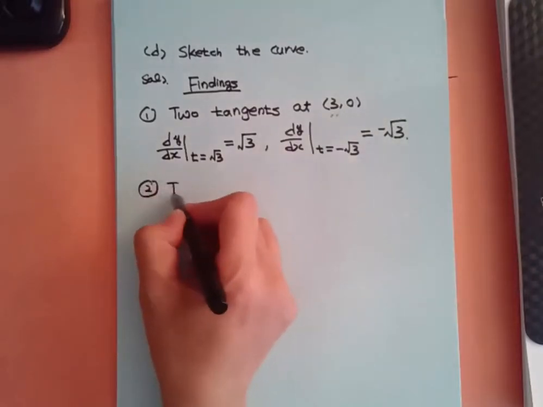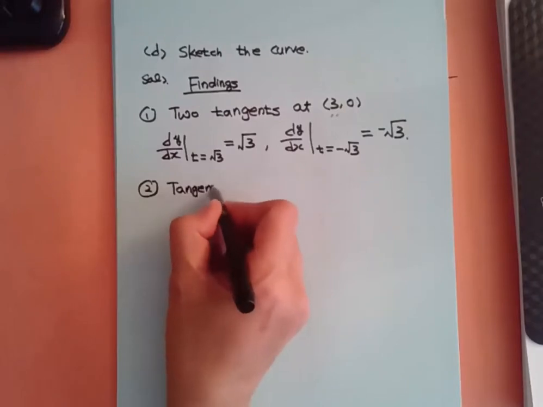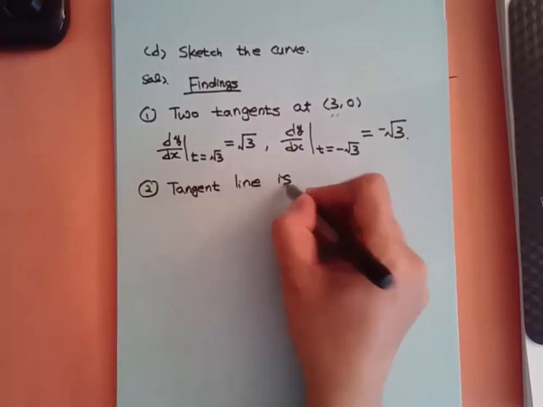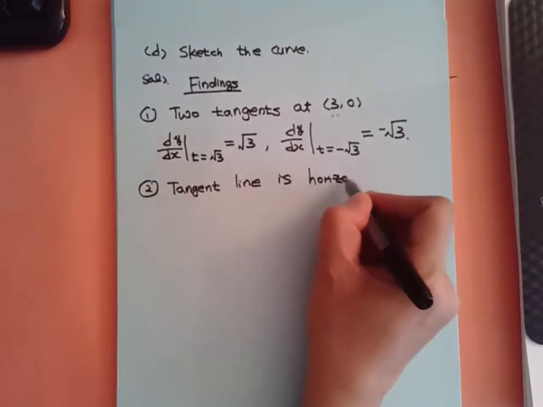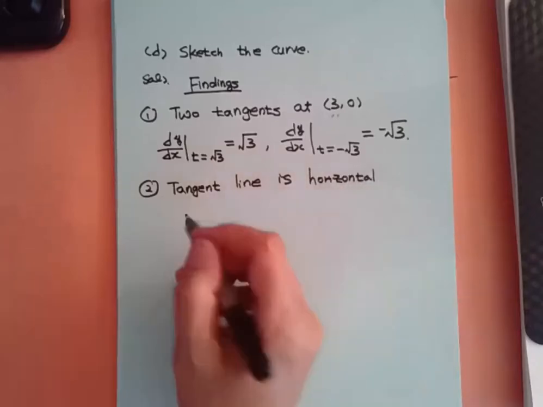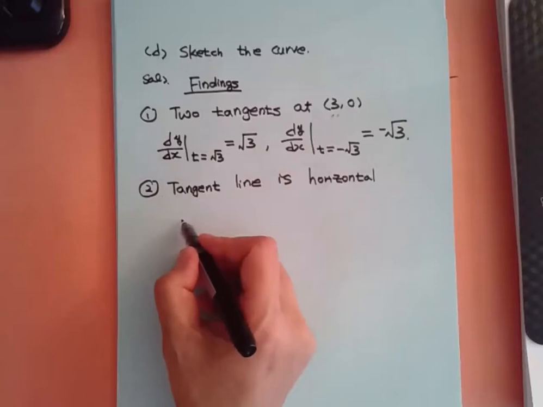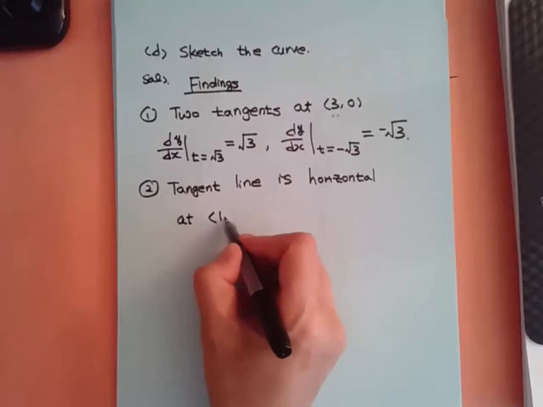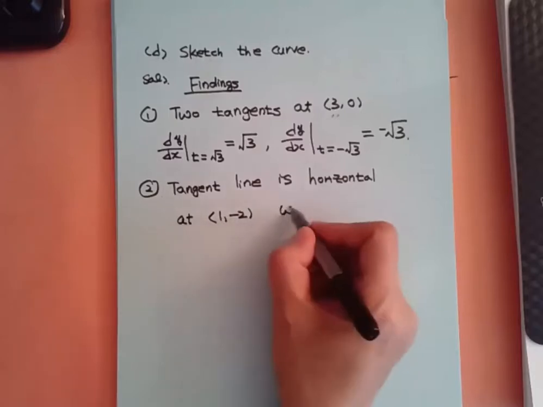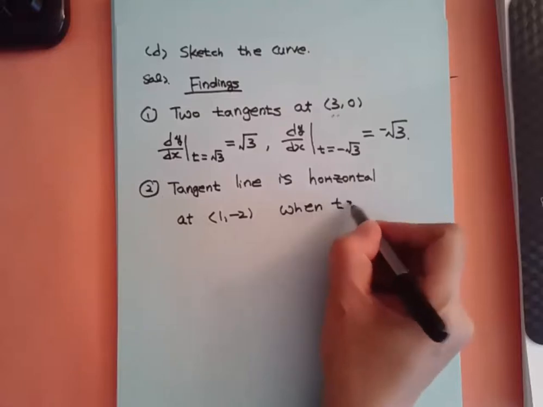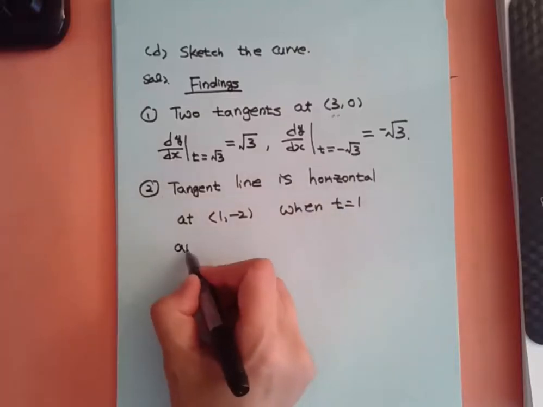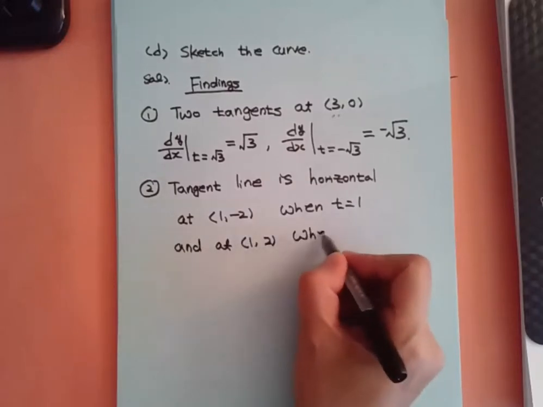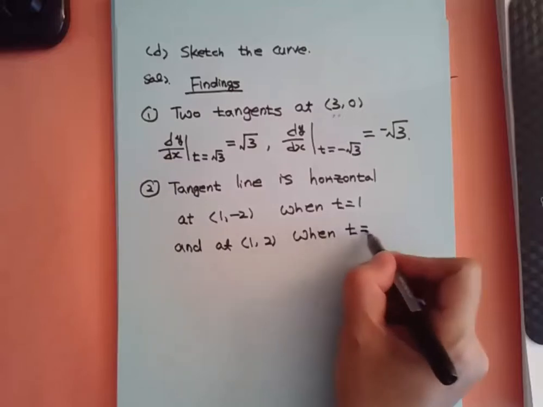The second finding was about where the tangent line is horizontal or vertical. There were 2 points where the tangent line was horizontal. Those were (1, minus 2), which happened when t equals 1, and (1, 2), when t equals minus 1.